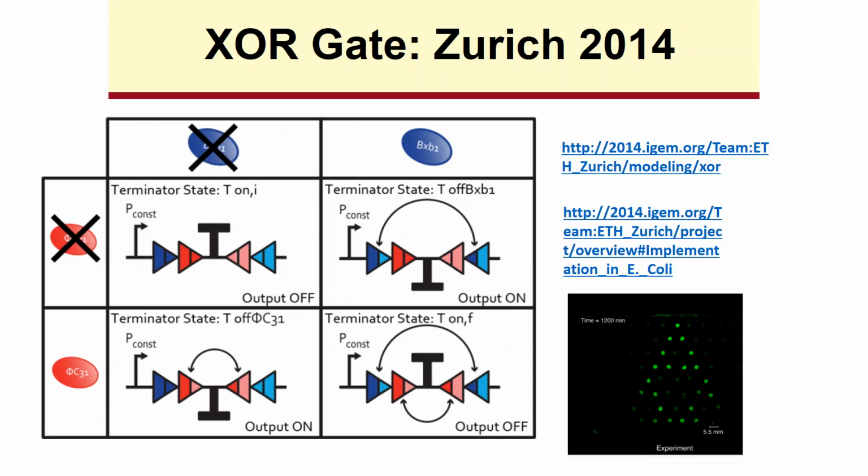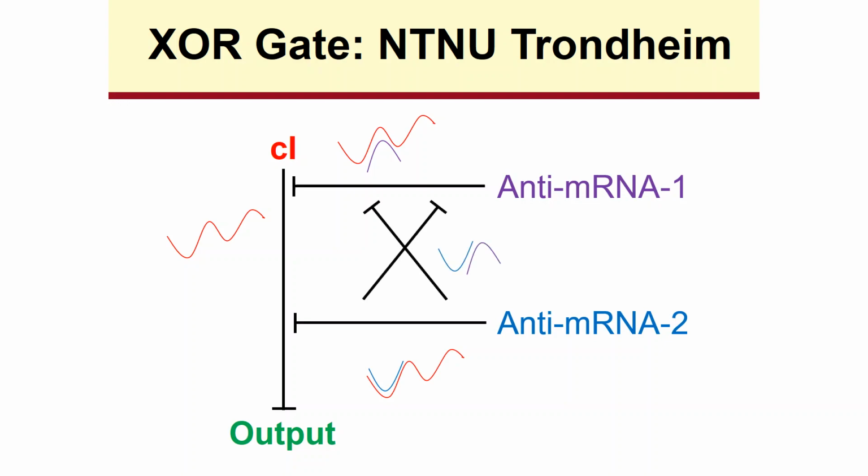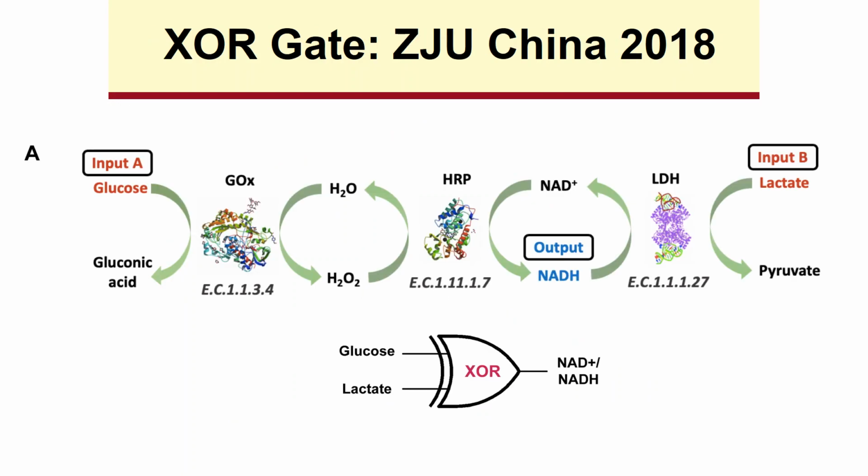There are some interesting examples of XOR gates, which I won't go into here. One is from Zurich of 2014, which is worth checking out, a very clever and elegant design. Another one is from the team NTNU Trondheim, which actually uses some anti-mRNAs that can interact with each other and cancel each other out. So again, a pretty clever approach. And finally, there's an example from 2018 that actually uses some enzymatic activities to create an XOR gate based on balancing redox reactions.